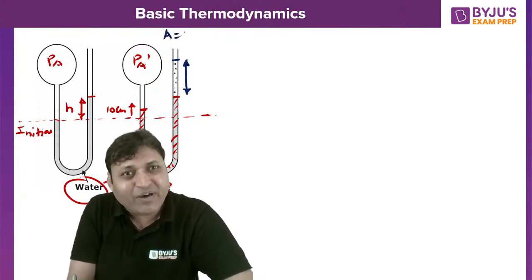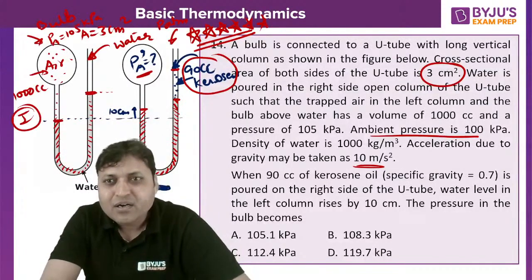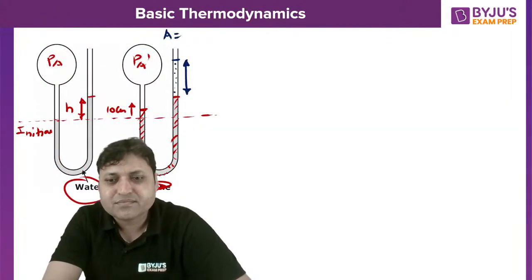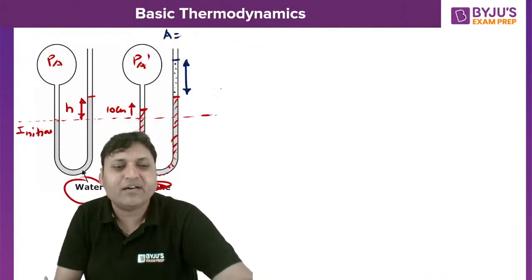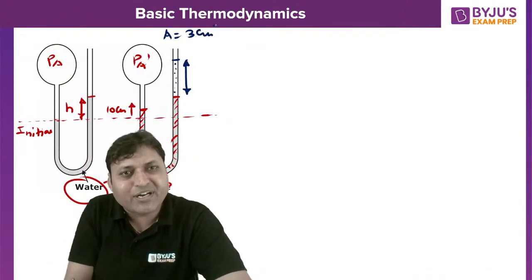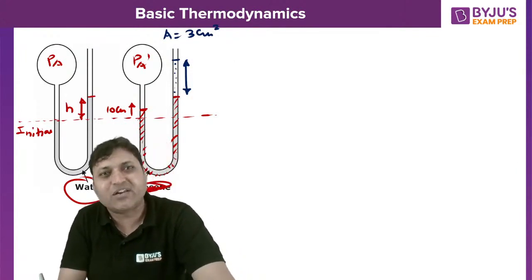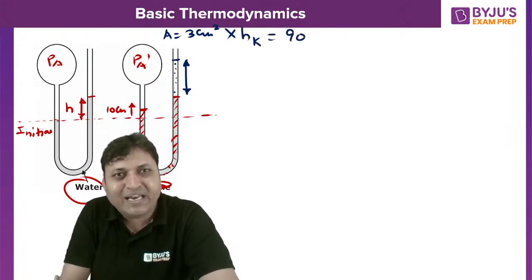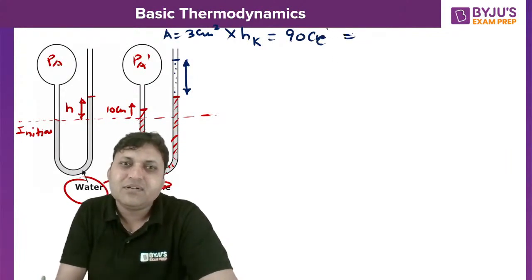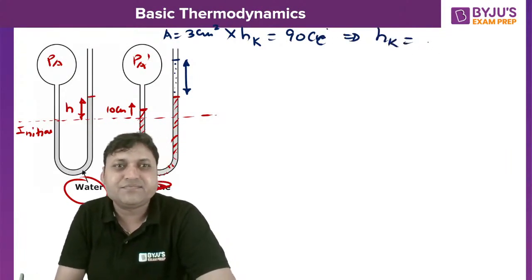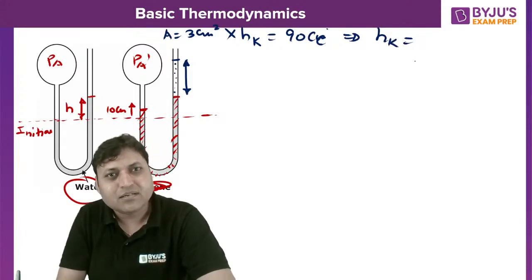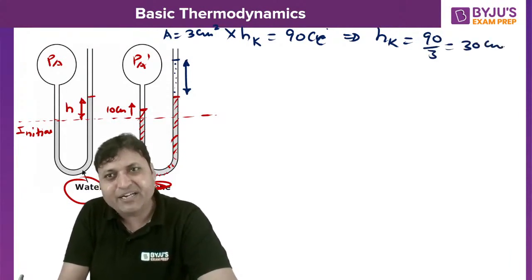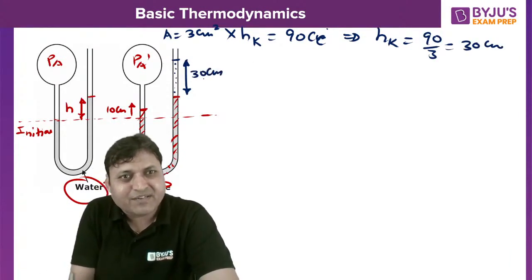Because the area is given as 0.3 centimeter square. What is the area? Area is 3 centimeter square. Can you just let me know how much height the kerosene will occupy? So we can say area into H of kerosene is equal to 90 cc. So we can find out H of kerosene as 90 by 3, 30 centimeter, isn't it? So this is 30 centimeter.